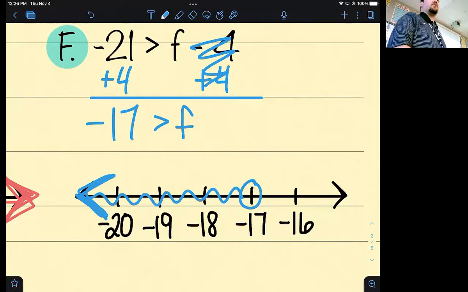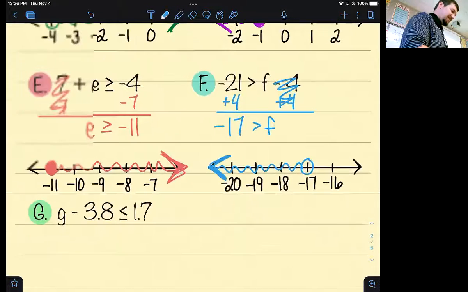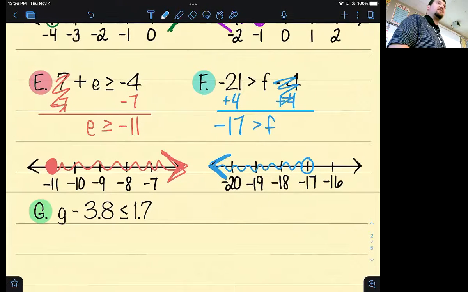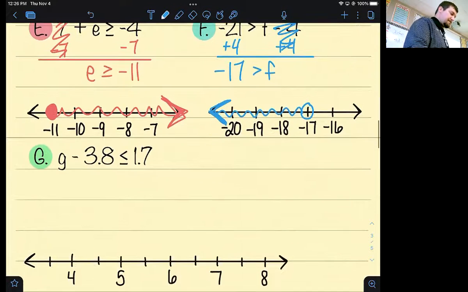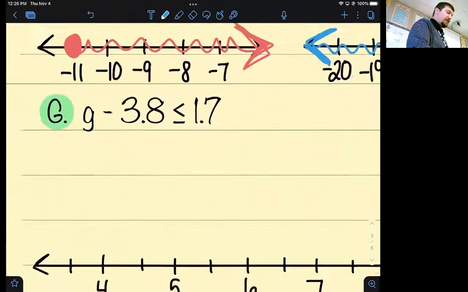You're just all out of sorts right now. I'll give you another chance. I'll have you graph the next one. Okay. But Taylor's going to help me figure out what I need to do on this next one.